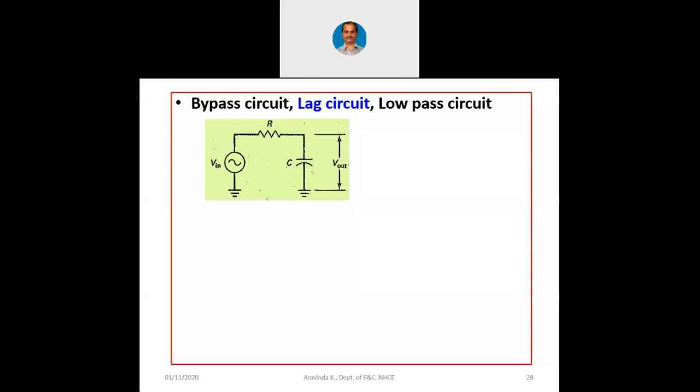And regarding this leading and lagging, I hope it has already been taught to you in the course called network analysis. We have so many courses which are relevant or connected to each other. So the reason for the lag circuit is already known to you.